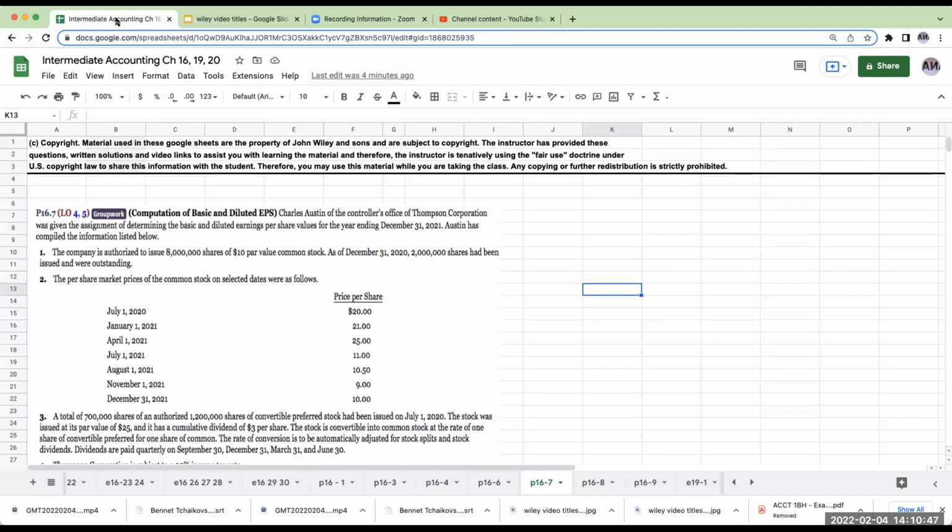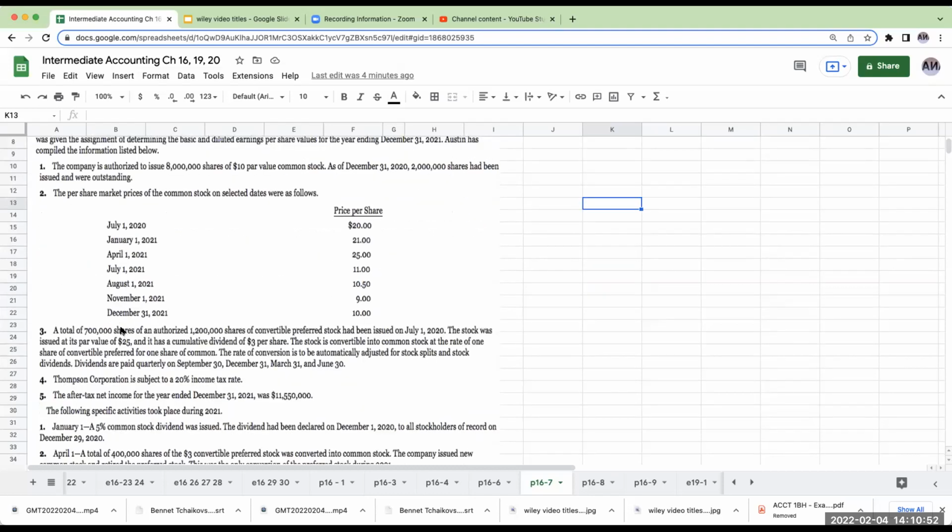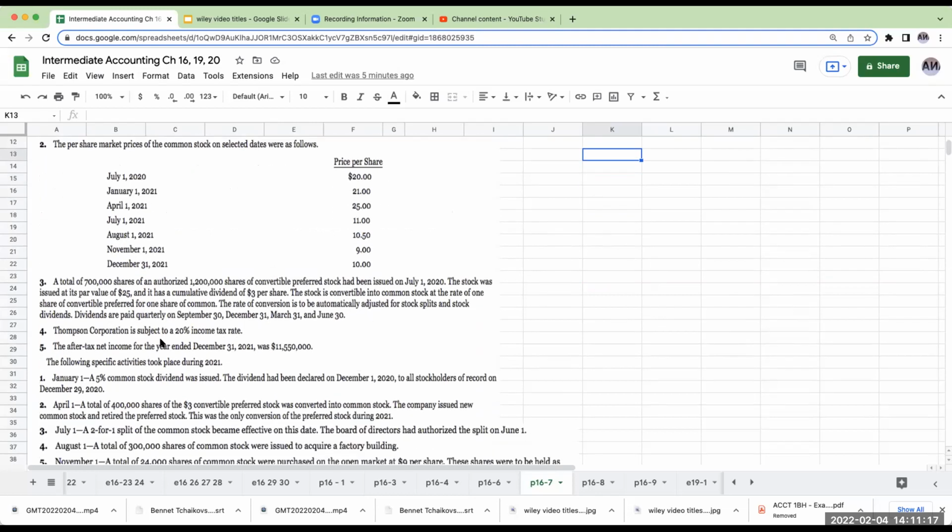The per share market prices on selected dates are really going to be irrelevant to this question, but they just kind of like to throw it in there anyways. Over here, a total of 700,000 shares of authorized 1.2 million shares of convertible preferred have been issued on July 1st. The stock was issued at a par value of $25 and has a cumulative dividend of $3. By the way, that's an annual dividend, and so if it's paid quarterly, it's going to be 75 cents per quarter. Thomson Corporation is subject to a 20% income tax rate. The after-tax net income for the year ended December 31st, 2021 was 11.5 million.